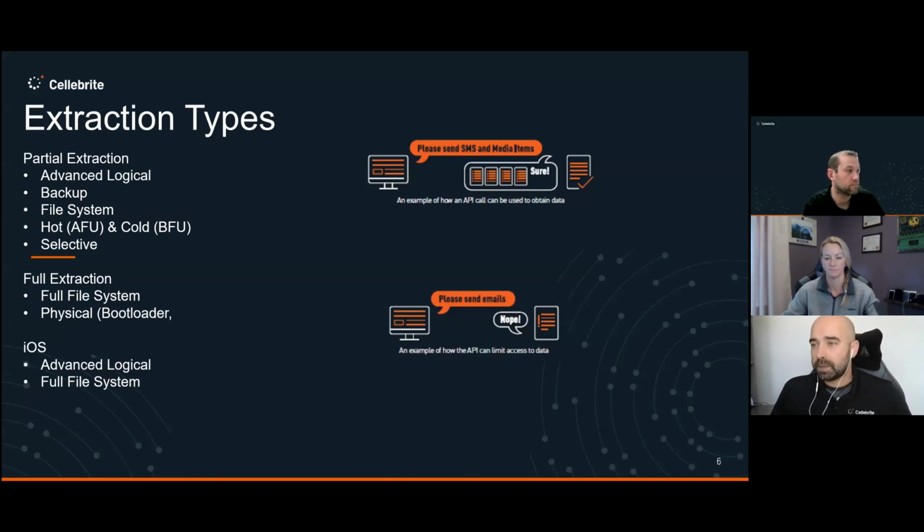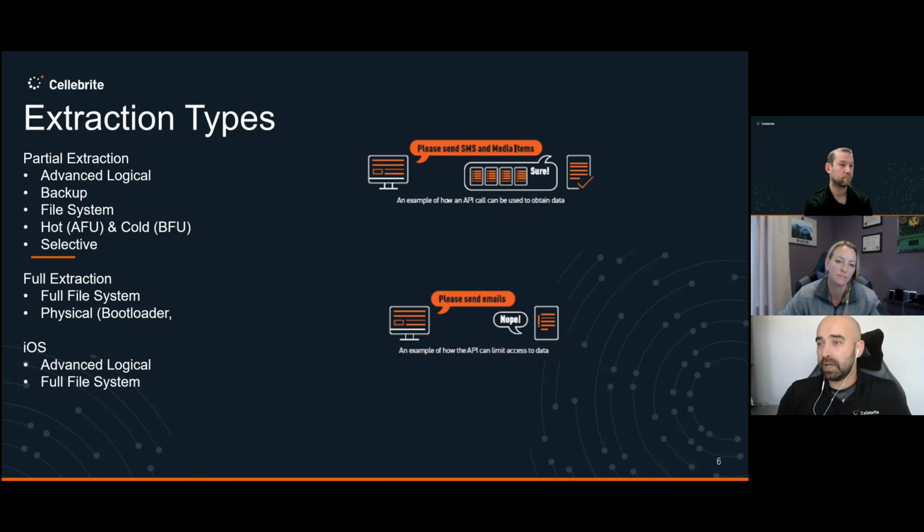Which spins off into understanding the different types of extractions. There's lots of information that we have available, not as part of this. In the document, we do share information about the extractions, but understand that there are different types, whether it's a partial extraction, which can include an advanced logical, a backup, a file system, potentially an AFU extraction, a cold or BFU extraction, selective extractions. Understand that those aren't generally full types of extractions. And then, on the spin-off of that, full extractions, like your physical extraction and your full file system extraction. In your physical, are you using a bootloader?